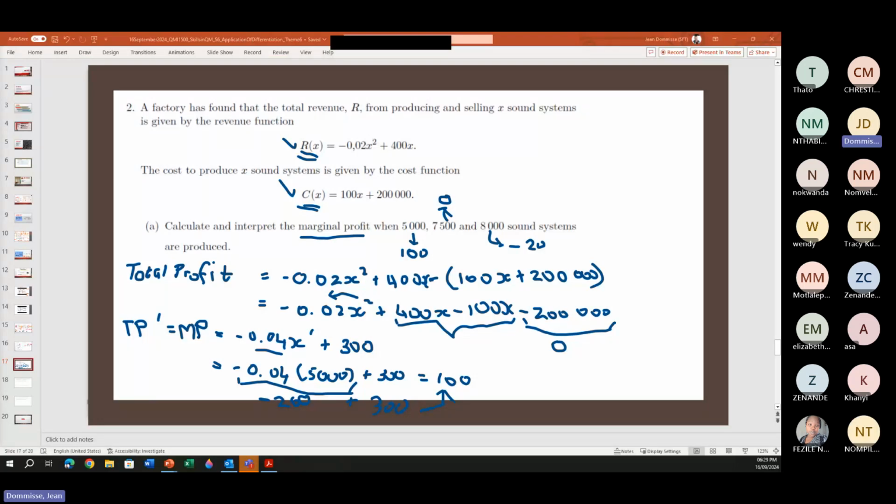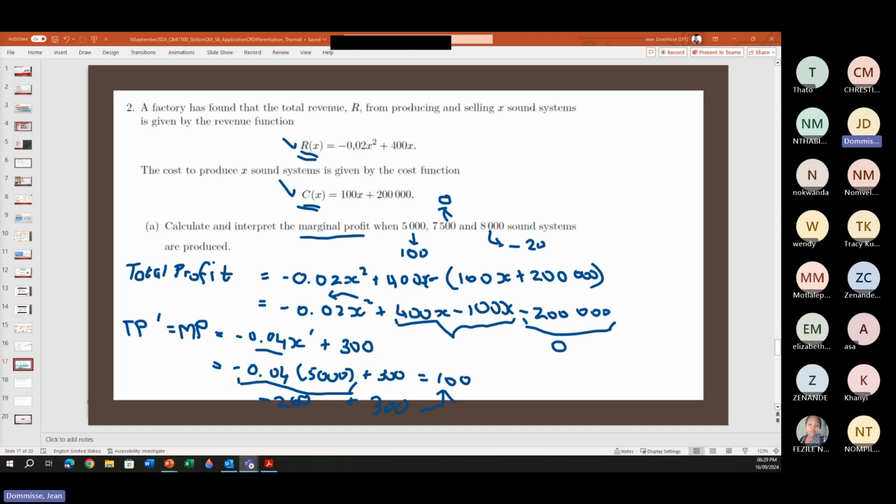So remember, profit is basically looking at your total revenue minus your total cost. Then you will get total profit. And then if we take the first derivative or differentiate total profit, then we will get the marginal profit.